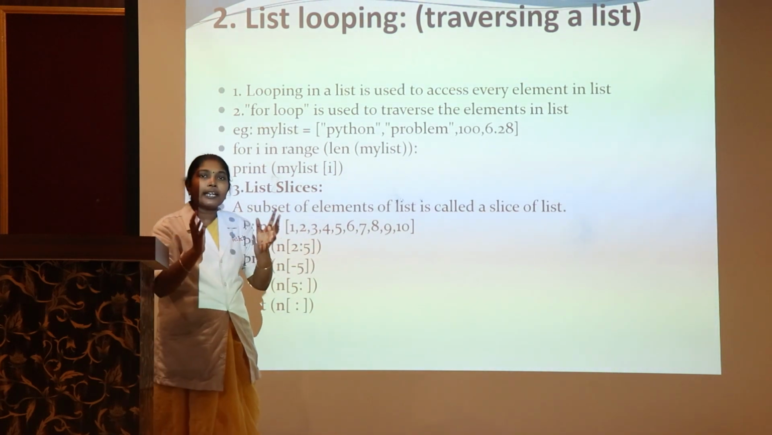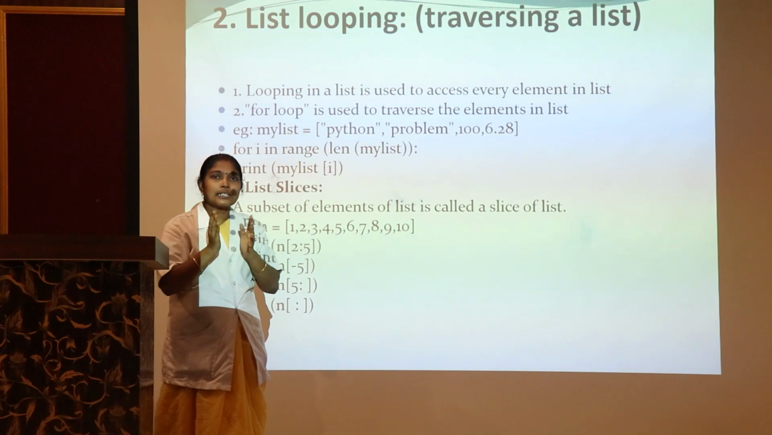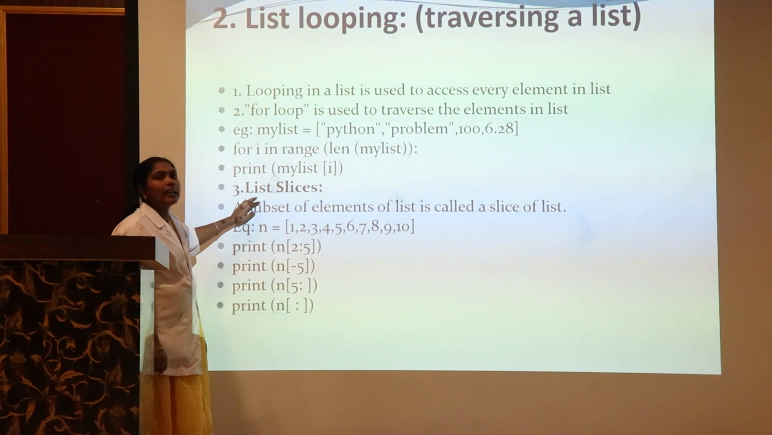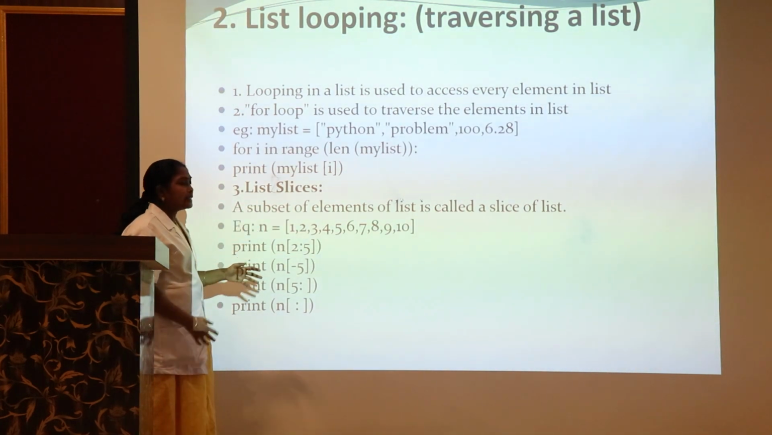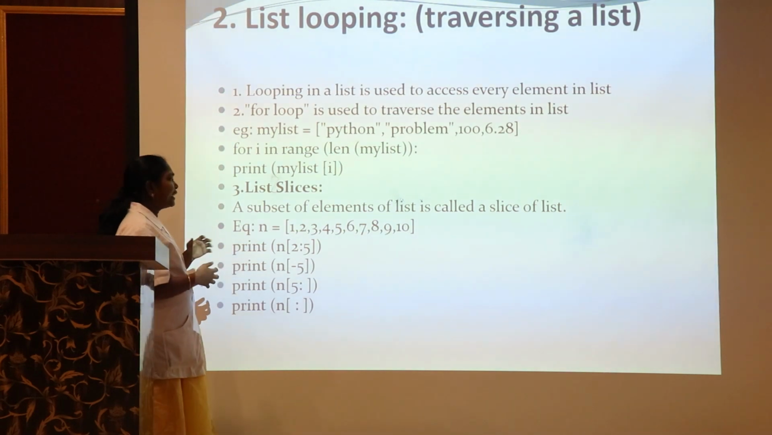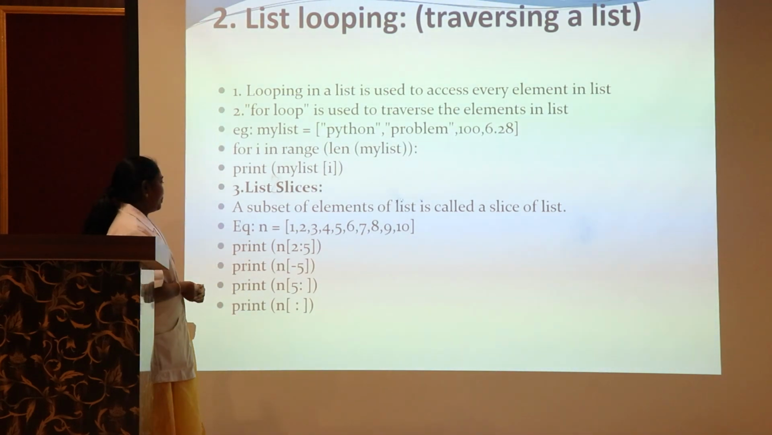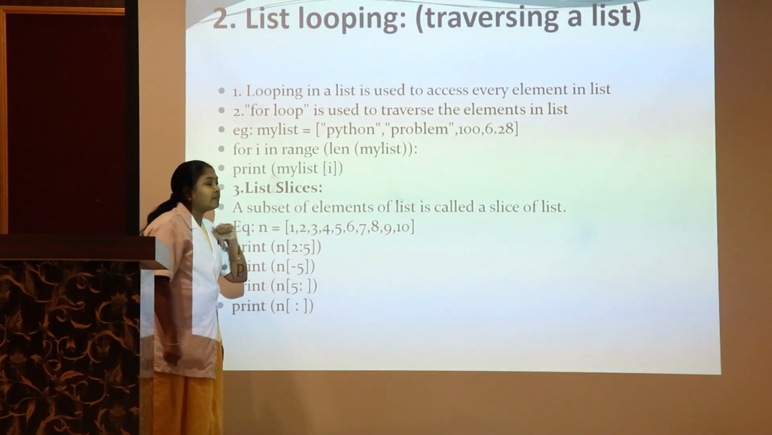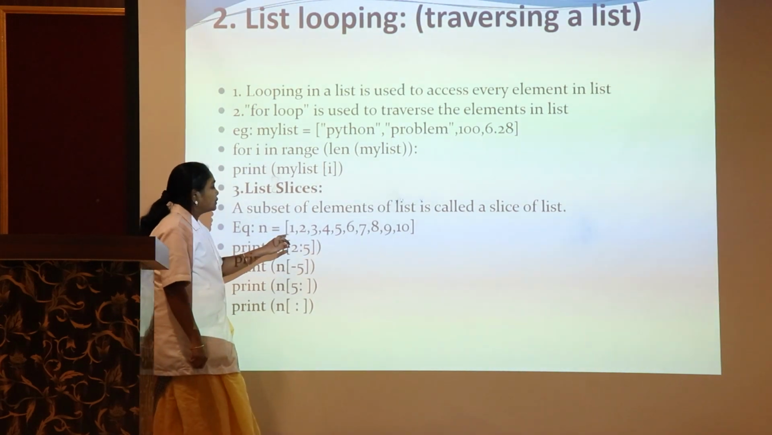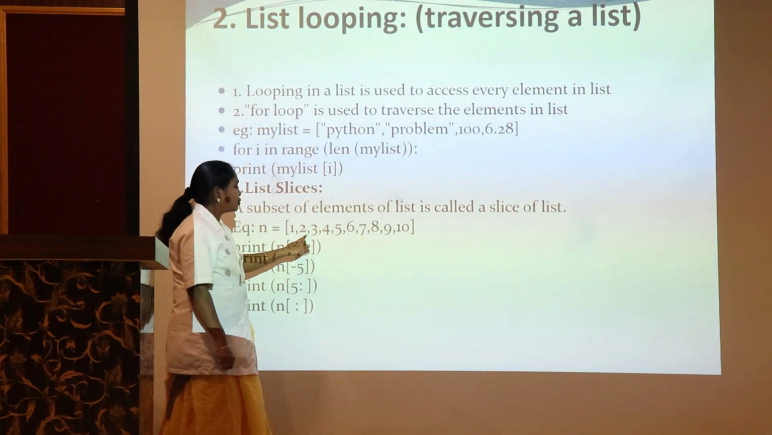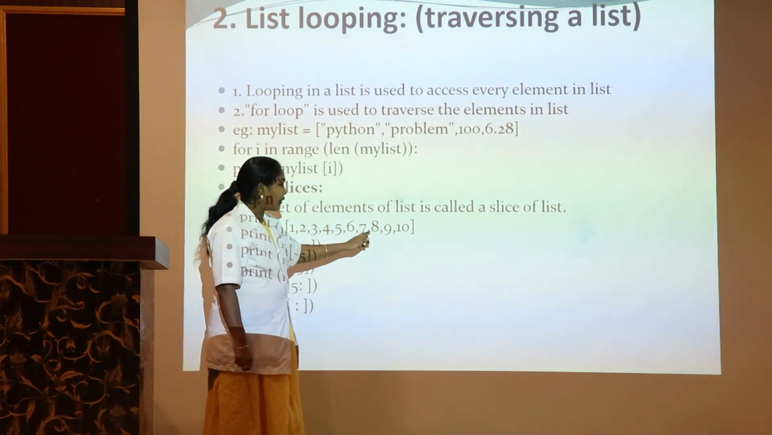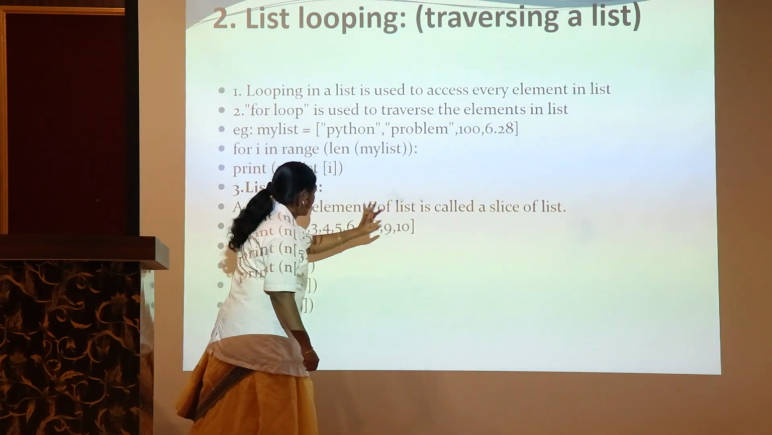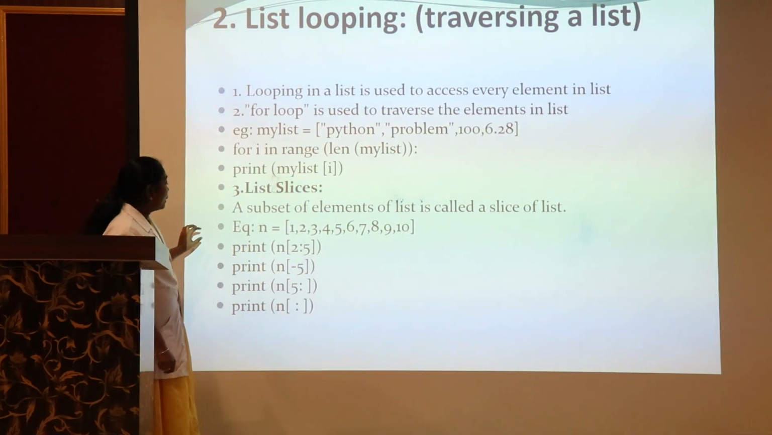I want to select any two values or three values. That is the purpose of slicing. Here also the list is sliced, for example, a subset. Different types of slicing can be followed here. For example, I give n number of values: n equal to open bracket 1, 2, 3, 4, 5, 6, 7, 8, 9, 10, and the bracket is closed. This is one of the lists here.